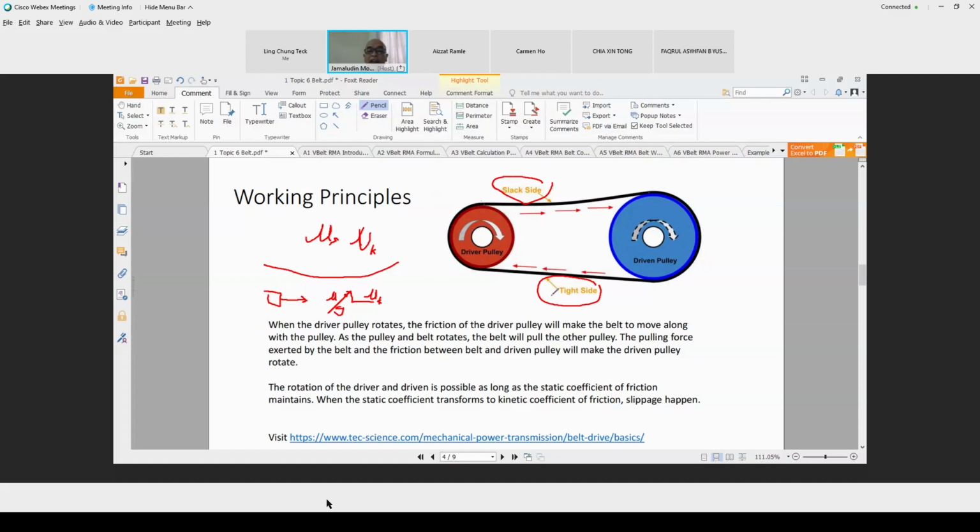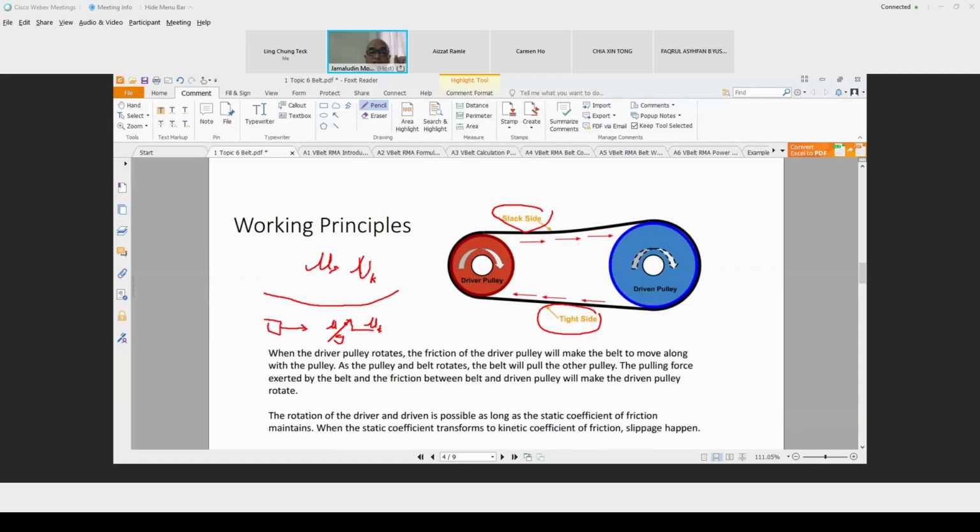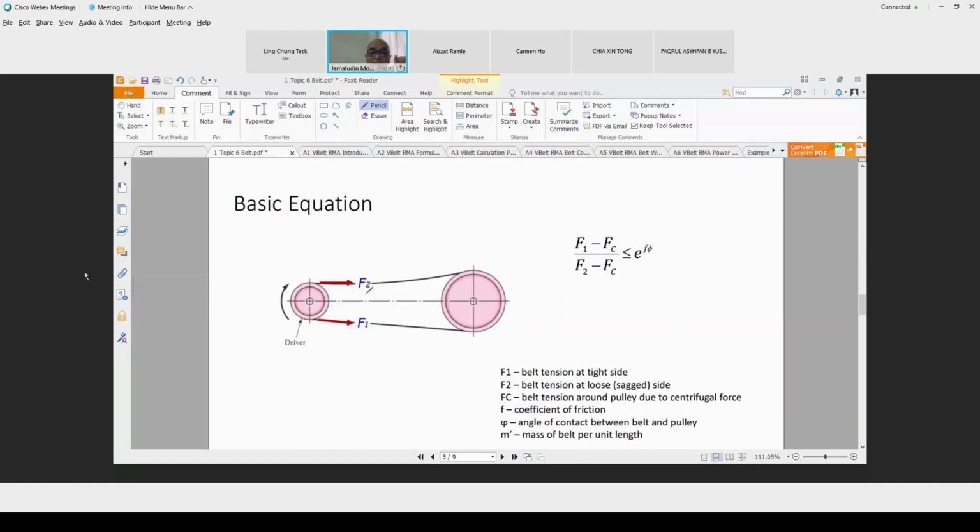Okay, remember the tight side and the slack side. If it's the other way around, the bottom will be the slack side and the top will be the tight side. Okay, this is the basic equation that governs the power between the pulley and the belt. This is the tension F1. If, for example, in this case, this will be the highest one because you rotate in that direction, this will be the tight side. That will be F1, and F2 will be on the slack side.